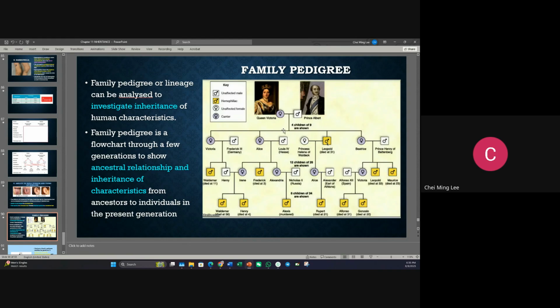For example, let's say Queen Victoria. This is Queen Victoria and Prince Albert. They have 9 children, and 4 out of 9 are shown, meaning the hemophilic one is shown. So this one is a hemophilic one. This one is an unaffected male, meaning he is the carrier of the gene but he didn't show it because he is heterozygous. From there, we can see who is the hemophiliac, who is unaffected, and who is the carrier. This is how the family pedigree is used.